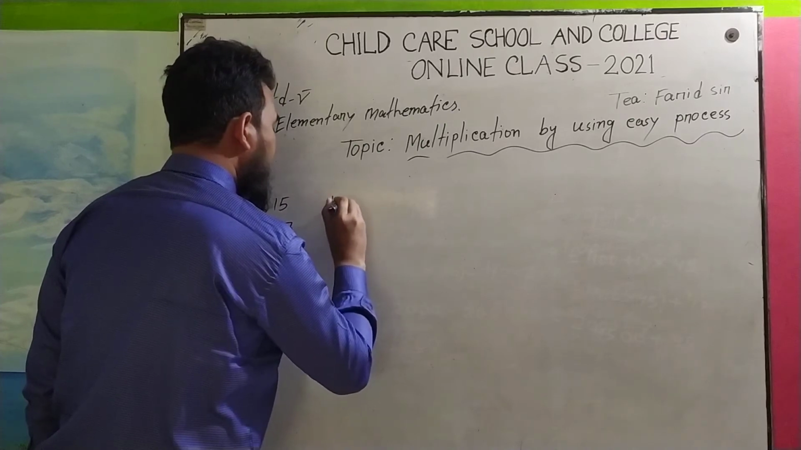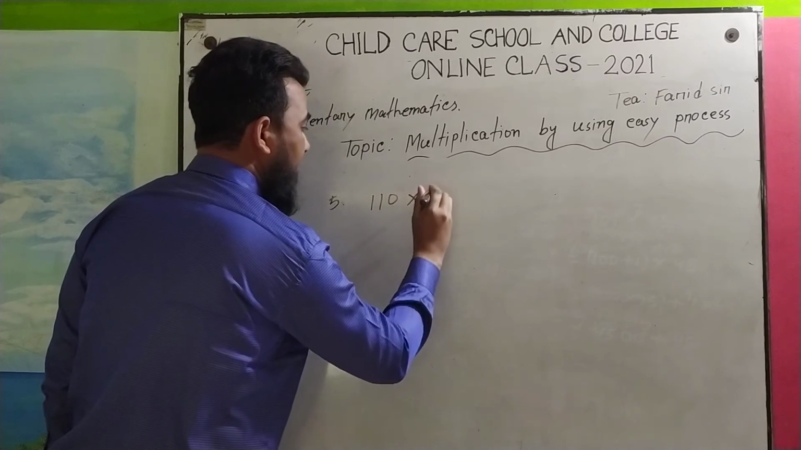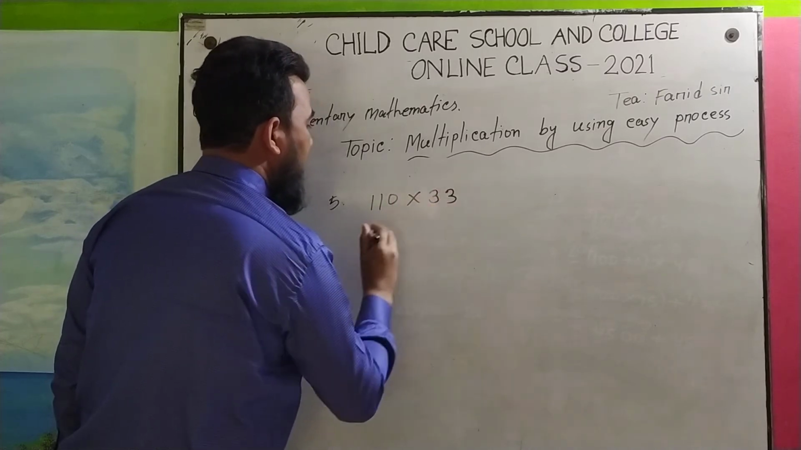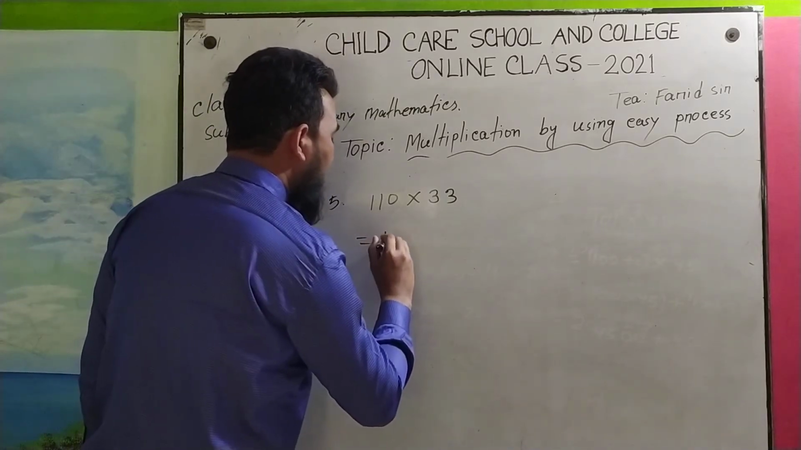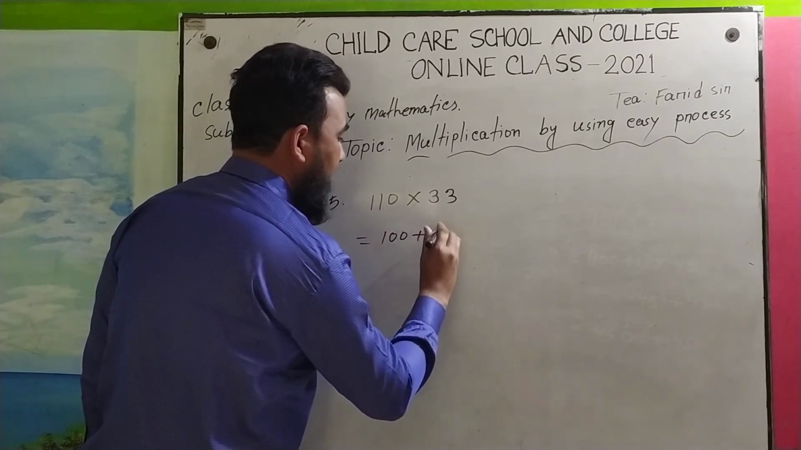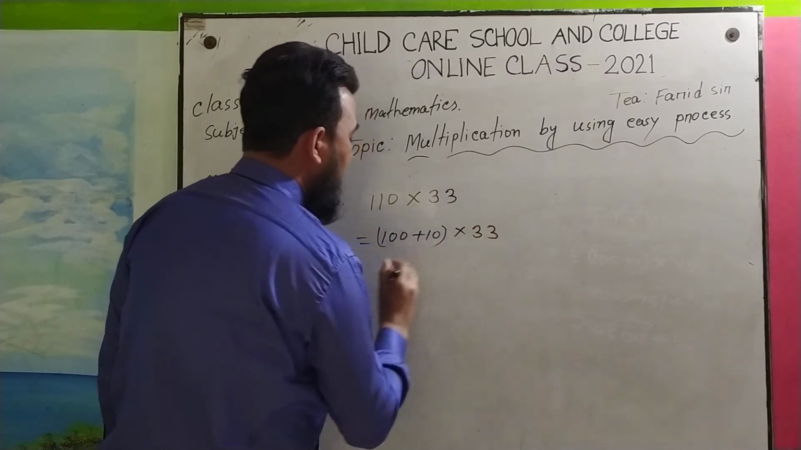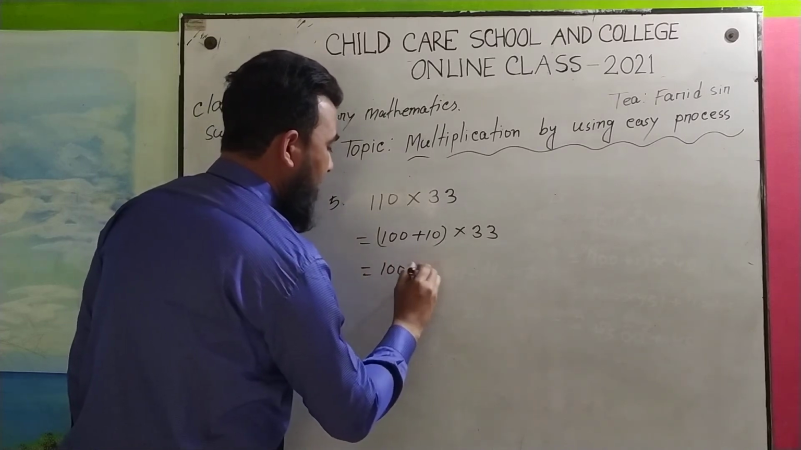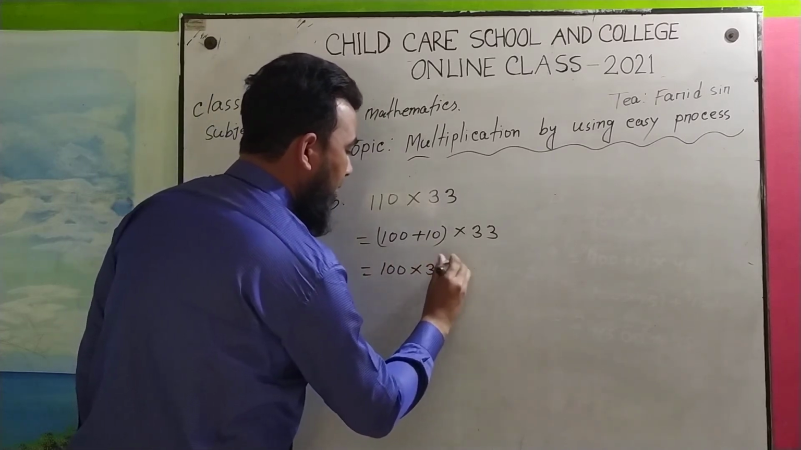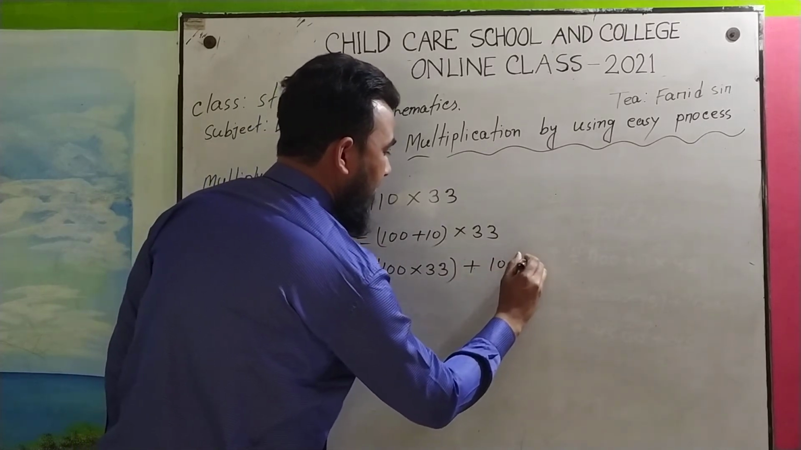Look here, this is 110 into 33. Okay, so how can we write this 110? It will be 100 plus 10, and this is multiplied by 33. So what will be 100 into 33 in brackets, now plus sign, 10 into 33.